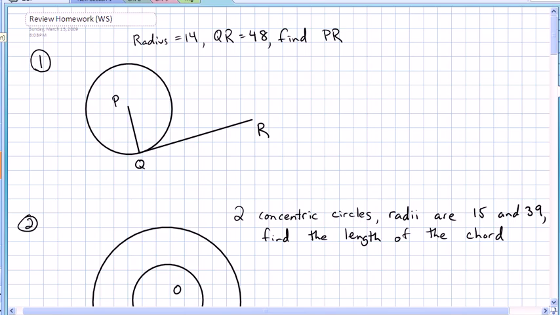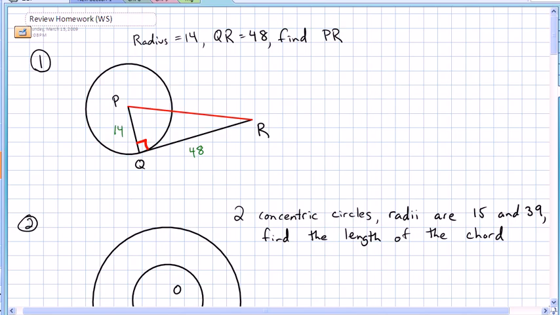Taking a look at number 1, it tells us that the radius is 14, and it tells the tangent segment, which is QR, is 48. We need to realize that those are intersecting at the point of tangency, which means we have a right angle. Next thing we need to do is connect PR. That will give us our right triangle.